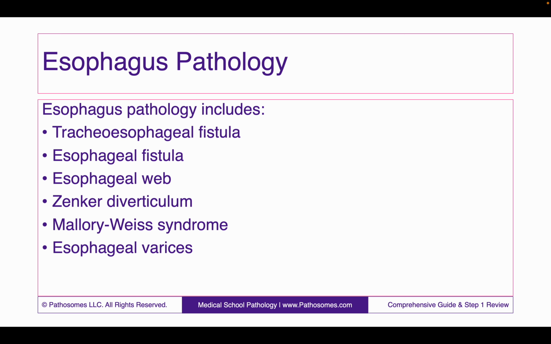Now let's talk about esophagus pathology. Specific things that you must know include tracheoesophageal fistula, esophageal fistula in general, esophageal web, Zenker diverticulum, Mallory-Weiss syndrome, and esophageal varices, okay? All of that is fair game. But don't worry, we're going to make sure you know what you need to know.